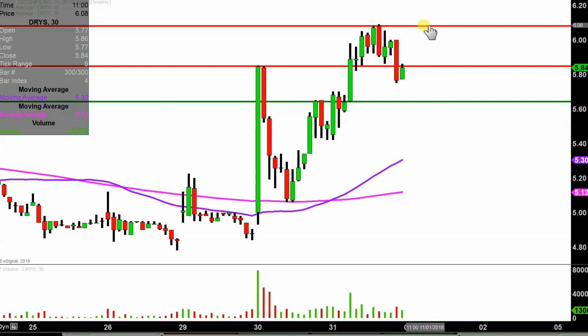Big picture, though, as long as the price keeps on building those higher lows like it's been doing and stays above that purple line, the bulls remain in full control of the chart.